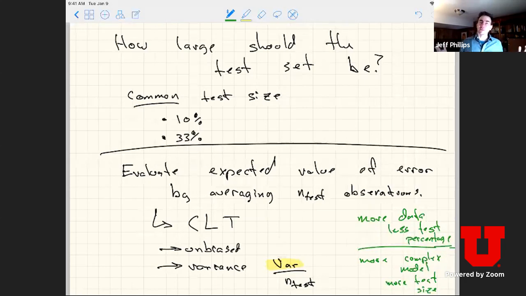But as the model gets more complex, you might need more test size, which means you might need a higher fraction of the data. So if you think that's really a high degree polynomial fit, then you might want to hold out more data because you think there's something complex going on. There might be a lot of variance depending on where the data falls.